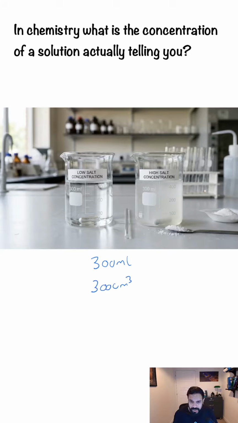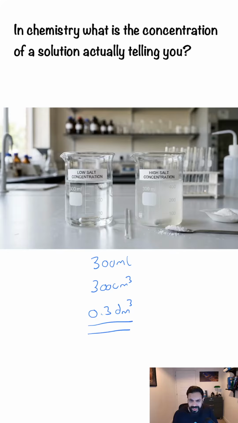Now, to make your life more difficult, in chemistry, we often don't use centimeter cubed. We use decimeter cubed. To change between the two, you just divide by 1,000. So 300 divided by 1,000 is 0.3 decimeter cubed. Okay, so we got that cleared up. Both beakers contain that much water.